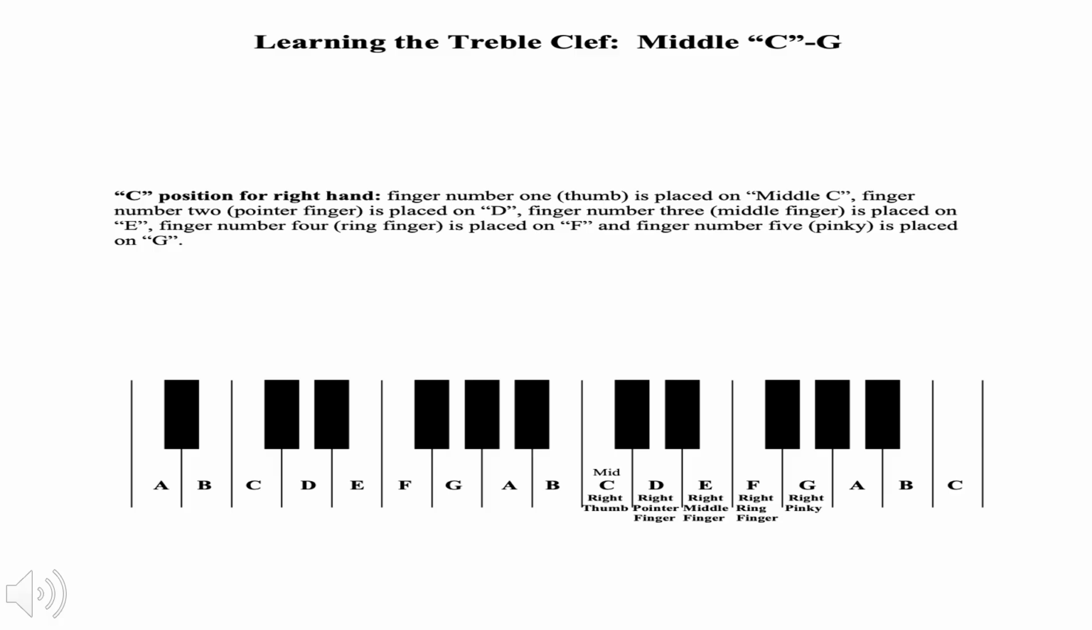C is always the white key before every group of 2 black keys. The black keys are set up in groups of 3 and 2. Every white key before the groups of 2 black keys is a C.